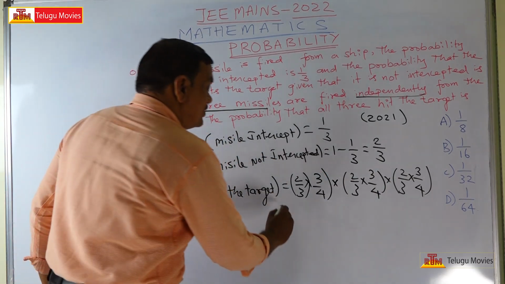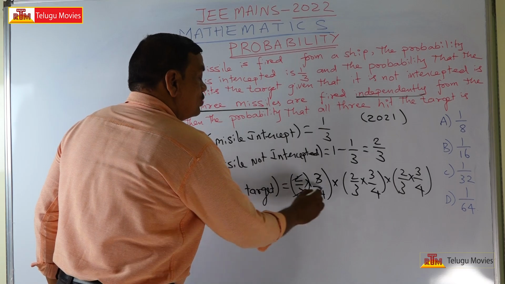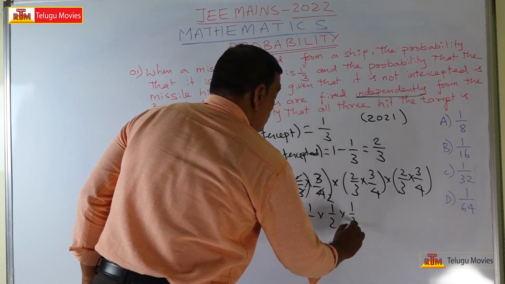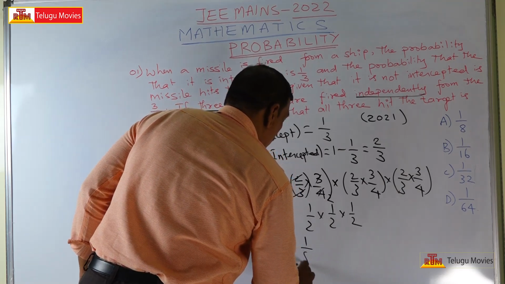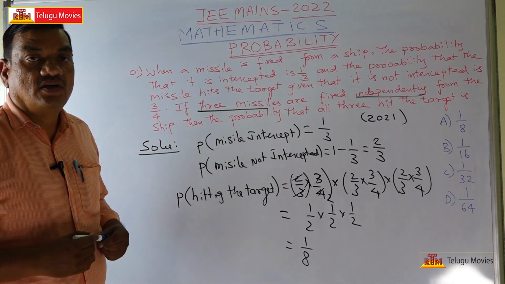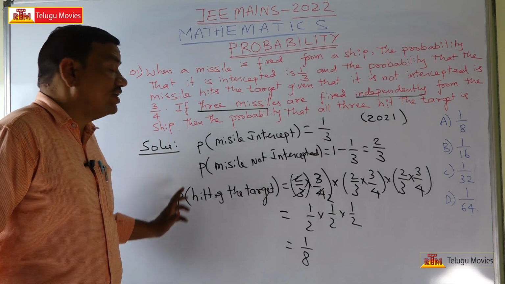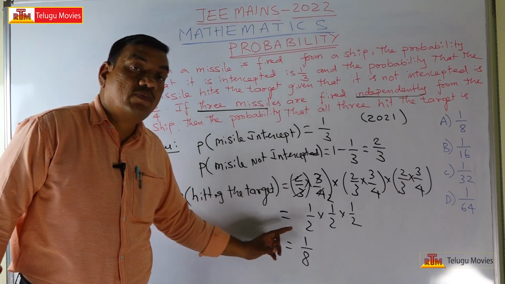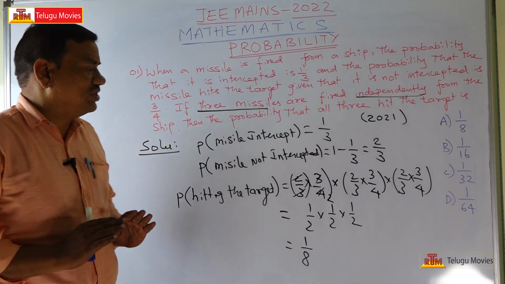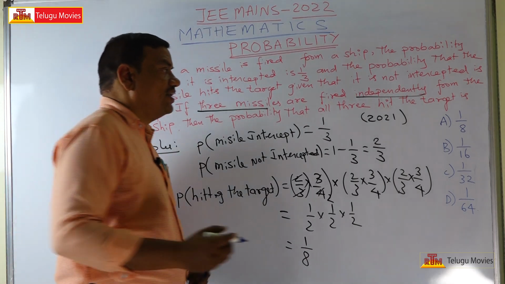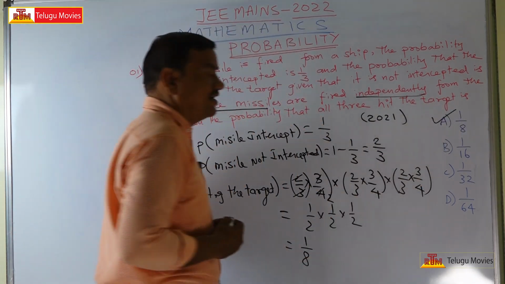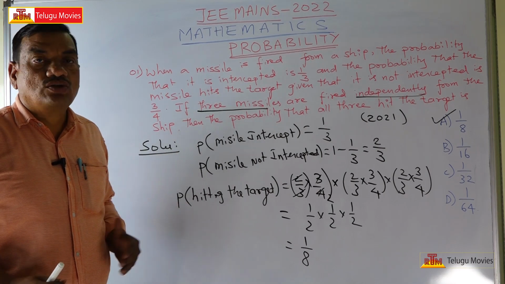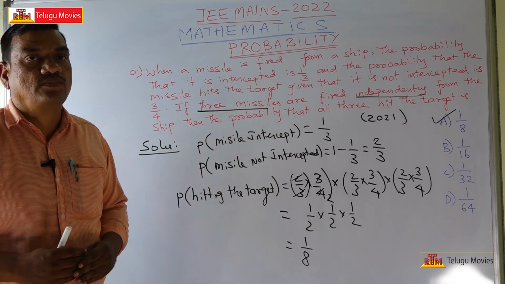Now if you see, here 3 will cancel, 2s cancel. This is 1 by 2, this is also 1 by 2, this is also 1 by 2. That is equal to 1 by 8. Therefore, the probability of hitting the target with all missiles is 1 by 8. So the solution is very easy, and option A is the right answer. I hope that you understand this solution. So let us go for the next problem.